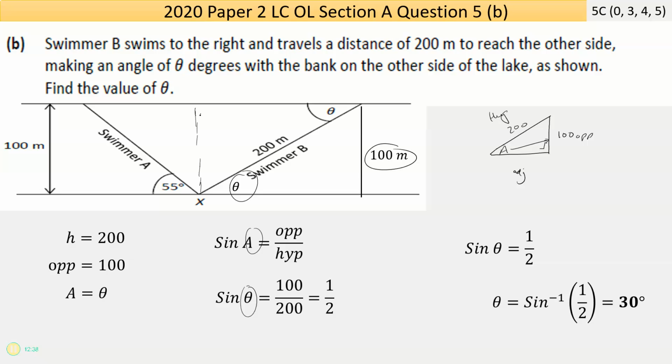okay, triangle here. In fact, I don't know why I didn't. That's 100 there. It would be the same thing though, so it's not a big deal. If I found this to be 30, because of alternate angles, this has to be 30 as well.